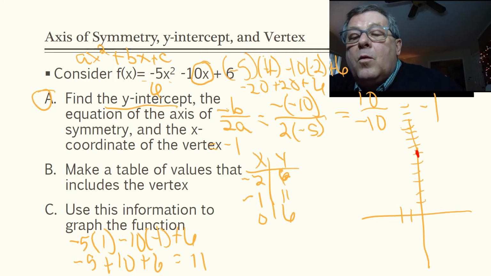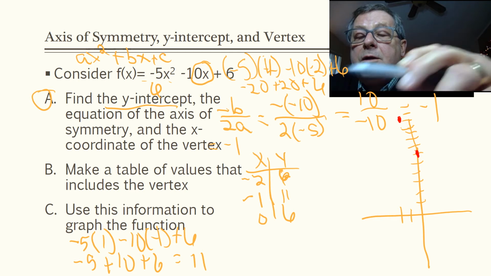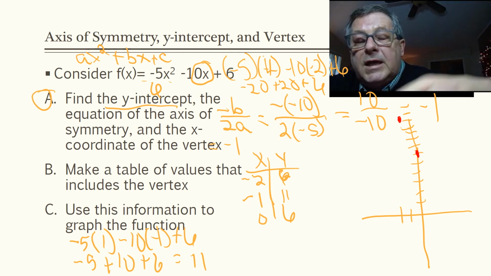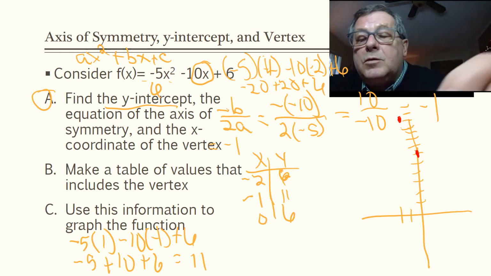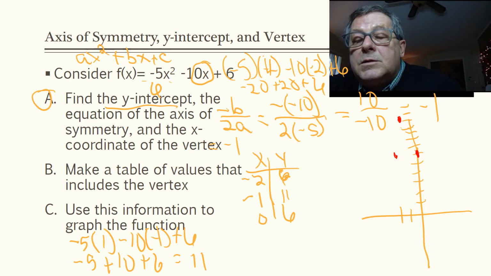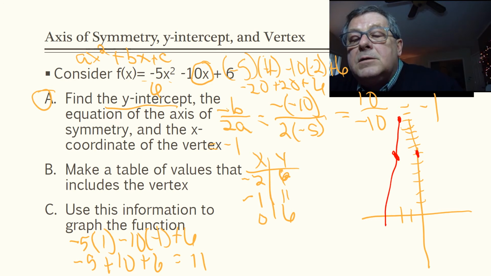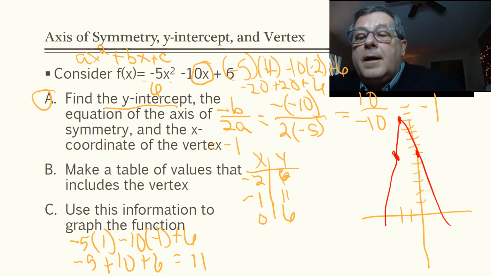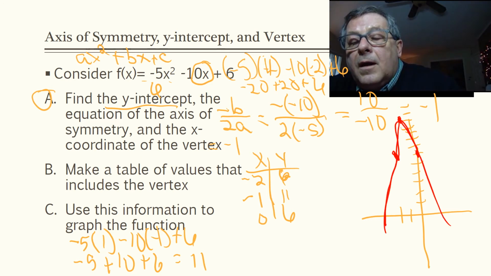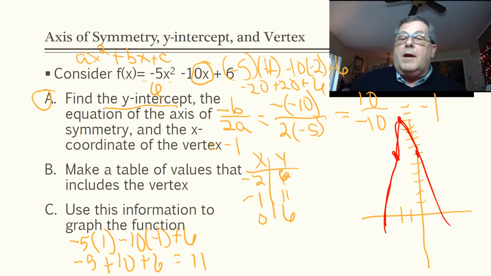When x is negative 1, we determined that y is 11. So let's get that point on the graph. I think that's 1, 2, 3, 4, 5, 6, 7, 8, 9, 10, 11. So that's going to be right here, the vertex. And when x is equal to negative 2, y is equal to 6, we're going to put that right here. Let's just connect the dots. And our graph is going to look something like that right there.